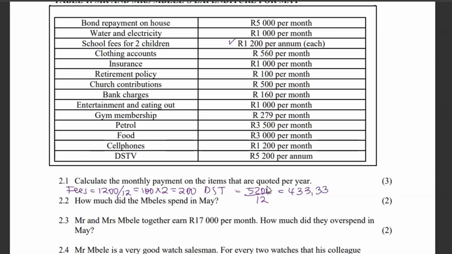How much did Mbede spend in May? So you have to add everything up. Now, when it comes to monthly, here you put 200. And for the DSTV, you put the 433.33. So they ended up spending 17,933.33 when you add everything up. So they're asking, Mr. and Mrs. Mbede together earn 17,000 per month. How much do they overspend?